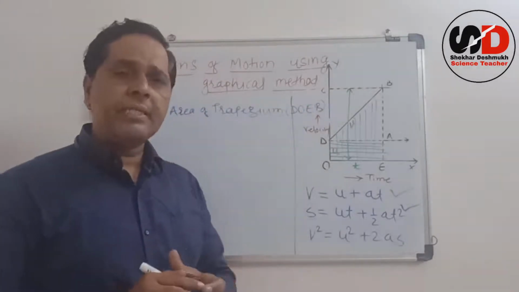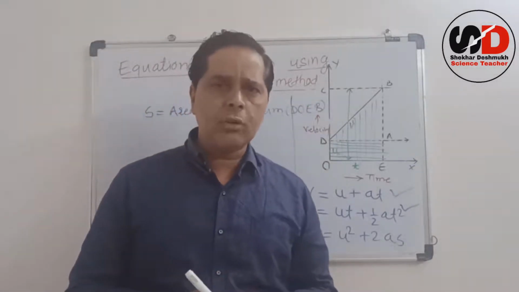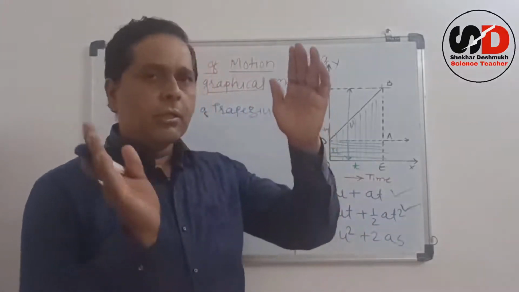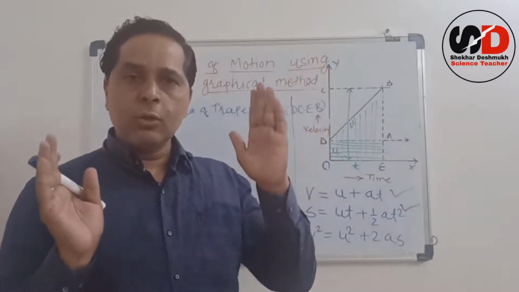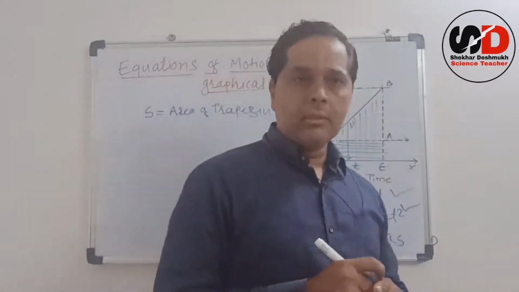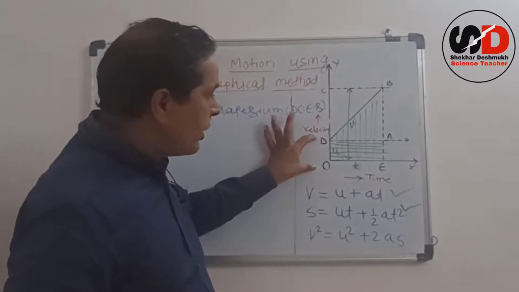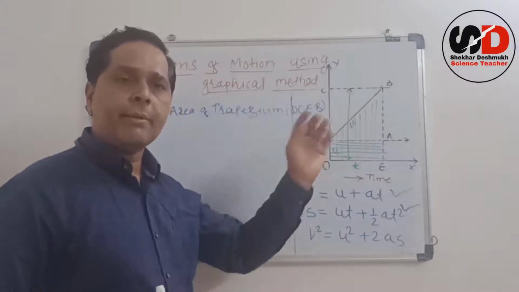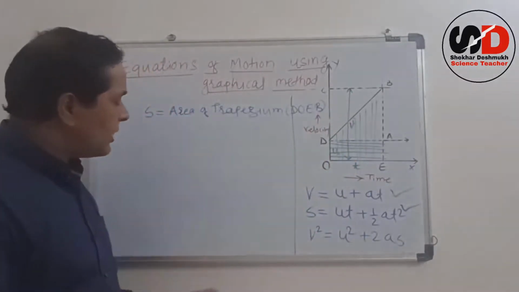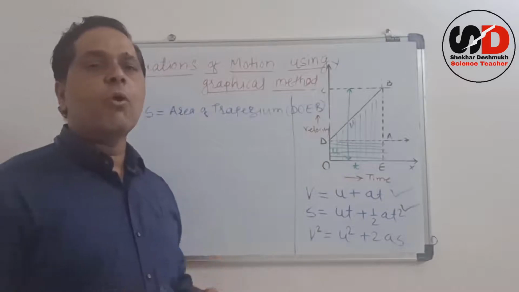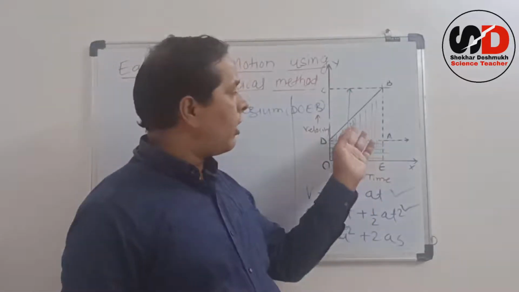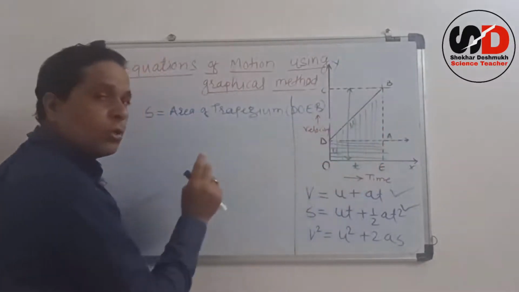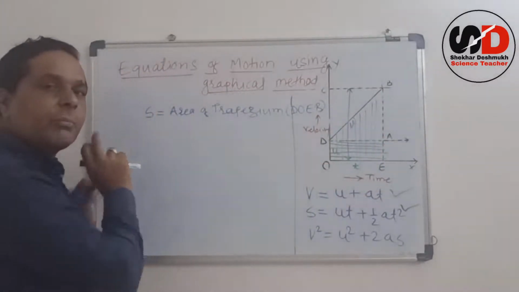What is meant by trapezium? Trapezium is a type of quadrilateral in which two sides are parallel to each other. So here OD and BE, these are the two parallel sides. So it is a trapezium. So this time we are using only the formula for trapezium. So area of trapezium DOEB, that means this shaded area total, is equal to the displacement.